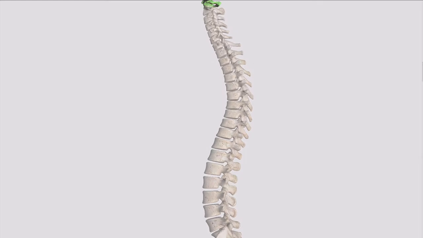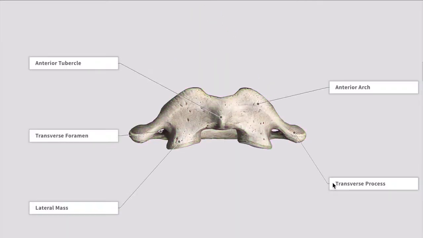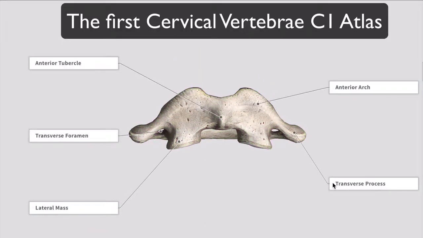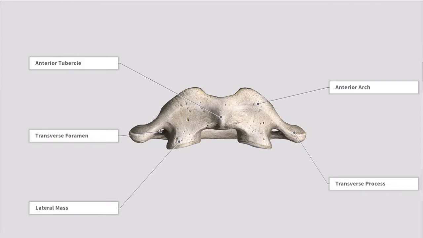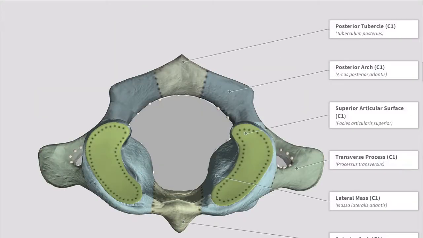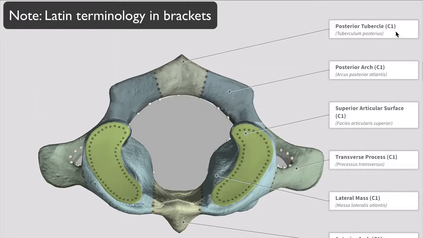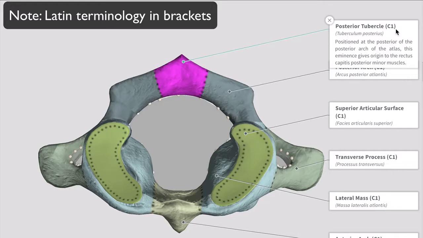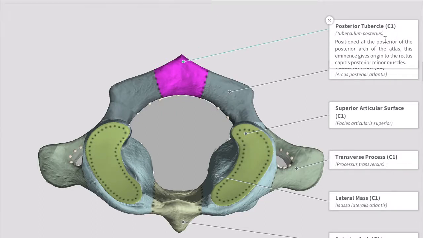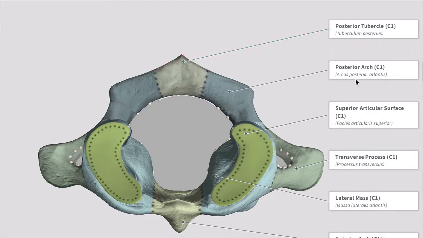We're going to start off with an anterior view of the first cervical vertebra, C1, the atlas. You can see the anterior arch, the transverse process, anterior tubercle, transverse foramen, and a lateral mass. I know it doesn't really make sense yet. The Latin terminology, for those of you that are interested, is highlighted in the brackets. The English is on top, and so you can see the posterior tubercle would be known as tuberculum posterius in Latin. The posterior arch, arcus posterior.